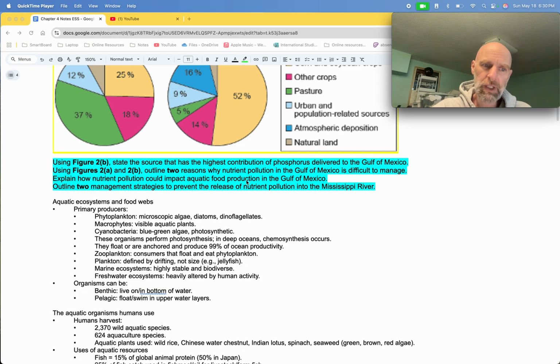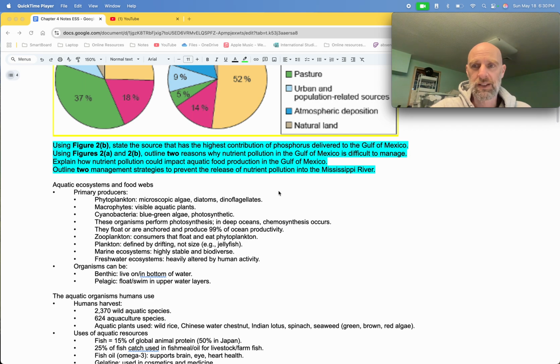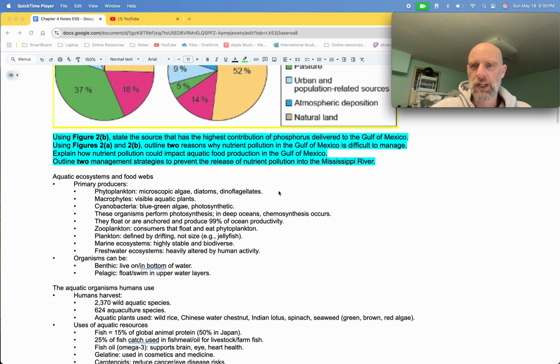All right, outline 2 management strategies to prevent the release of nutrient pollution into the Mississippi River. You can always plant buffer zones like wetlands. Our current administration in the United States just kind of damaged that a little bit by taking away the EPA's plan for it, and that you can build on wetlands. So, good luck with that. So wetlands are kind of like a buffer zone. They absorb quite a bit of that nutrient runoff that goes off into the water.